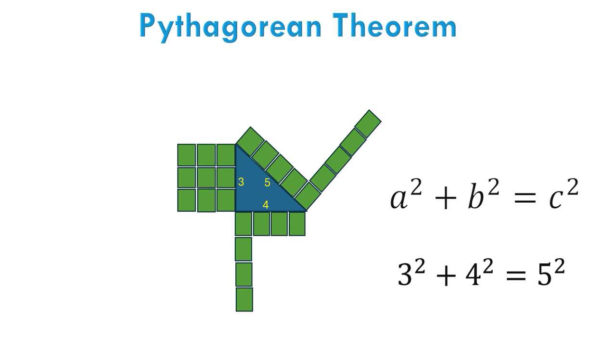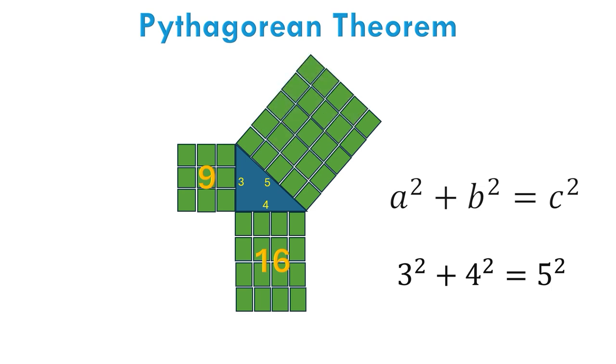If we multiply our 3 squares by 3 squares, we get an area of 9. And by multiplying our 4 squares by 4 squares, or 4 tiles by 4 tiles, we get a square area of 16. And multiplying our tiles 5 by 5, we get a square with an area of 25.